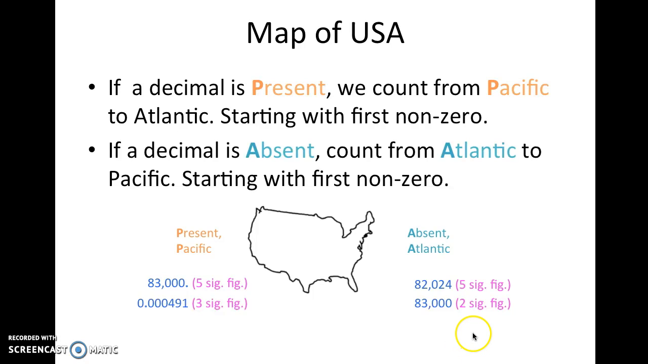And then we do the same thing with this example. Again, it's 83,000, but there's no decimal place. So again, I'm starting from the Atlantic side. I notice that these first 3 digits that I see are zeros, so I'm going to skip those and go straight to the 3, and then continue counting over from the Atlantic to the Pacific. So 1, 2, and there's 2 sig figs there.